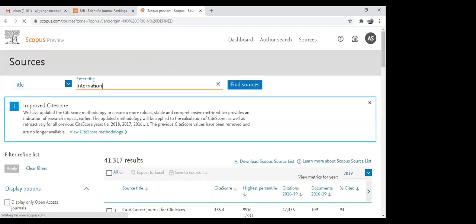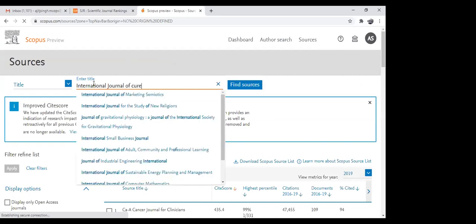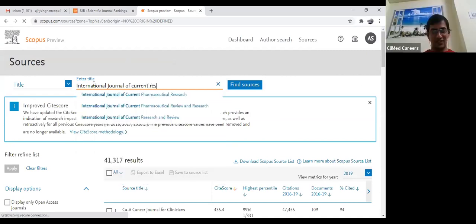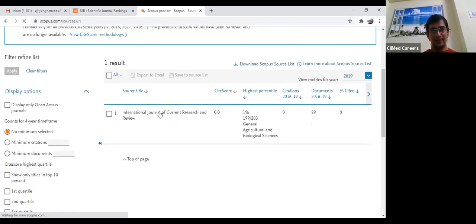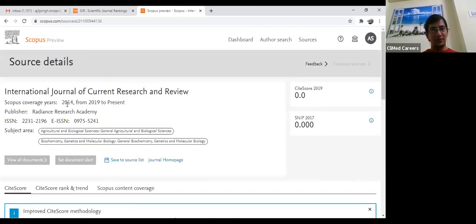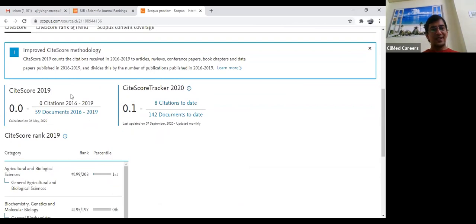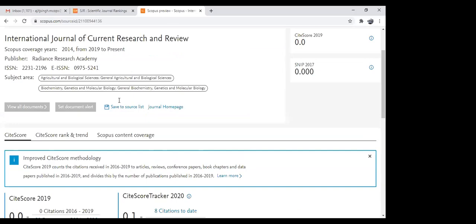So International Journal of Current Research and Review. Yep, here is your journal. Yes, it is Scopus indexed. It is here from 2004 to 2014, and then from 2019 to present. It is still in Scopus. But the citation score is very less. I think it is a Q4 journal, right? Yes, sir. But it is Scopus indexed.